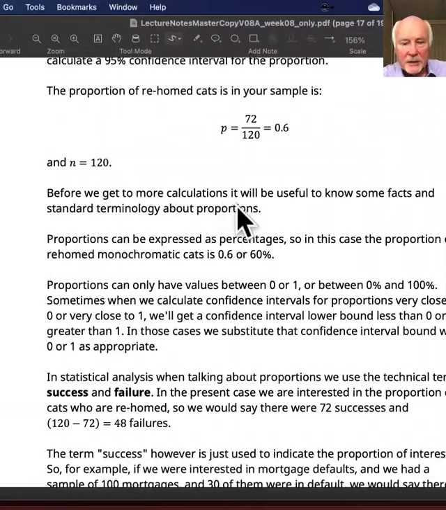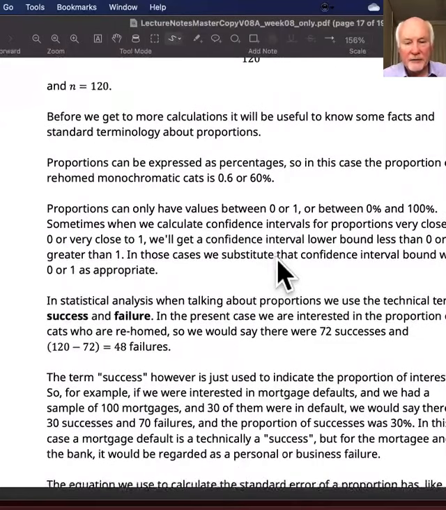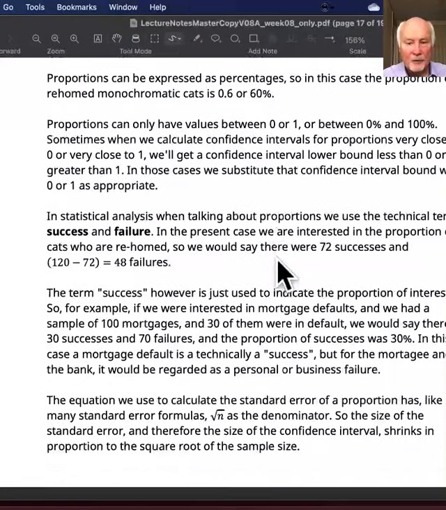Now, let's get a few facts and bits of terminology. Proportions can be expressed as percentages. In this case, the proportion that is rehomed is 60%, 0.6. Proportions can only have values between 0 and 1, or between 0% and 100%.